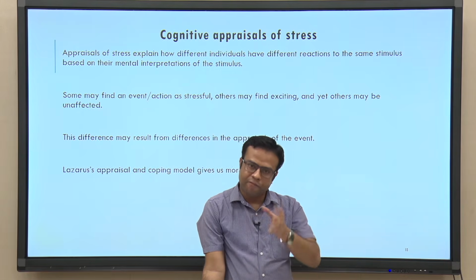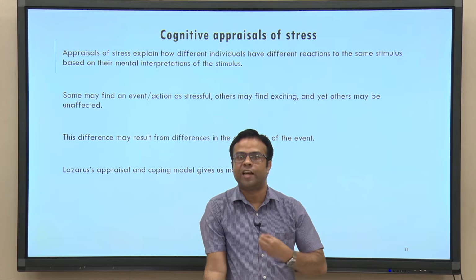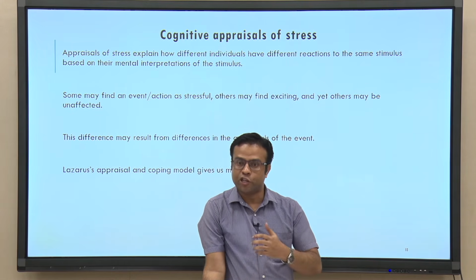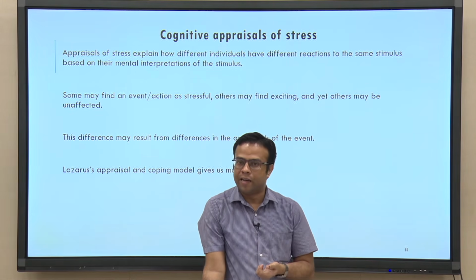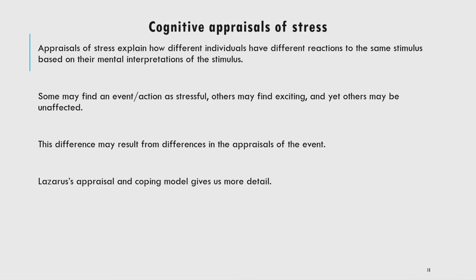The same event, another person can see as an opportunity or a challenge to grow, or a challenge to show one's skill, and he may feel excited about it. So, this can happen. All this diverse reaction can happen, and it is happening because of differences in the appraisal of the event. Richard Lazarus gave a detailed model of this interpretation process or appraisal. So, we will just look into that.